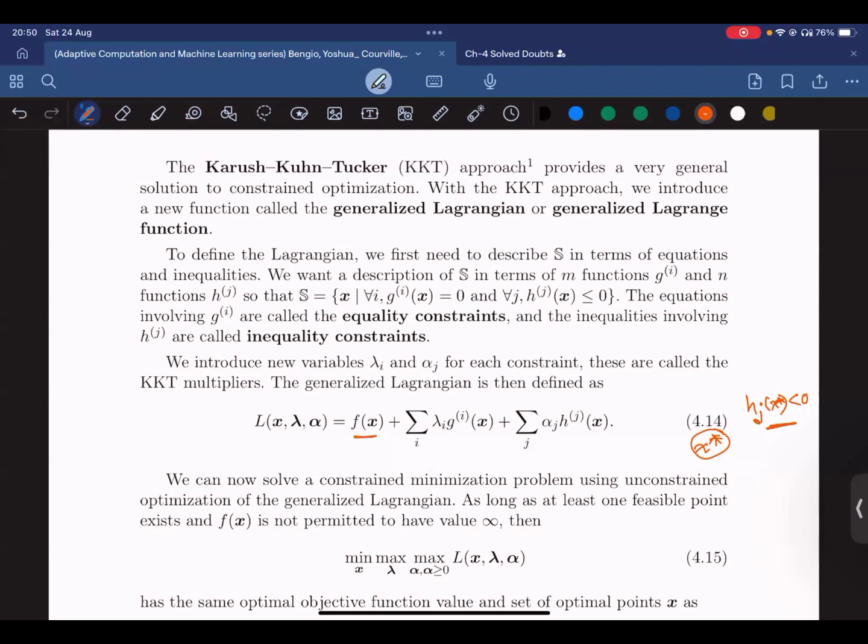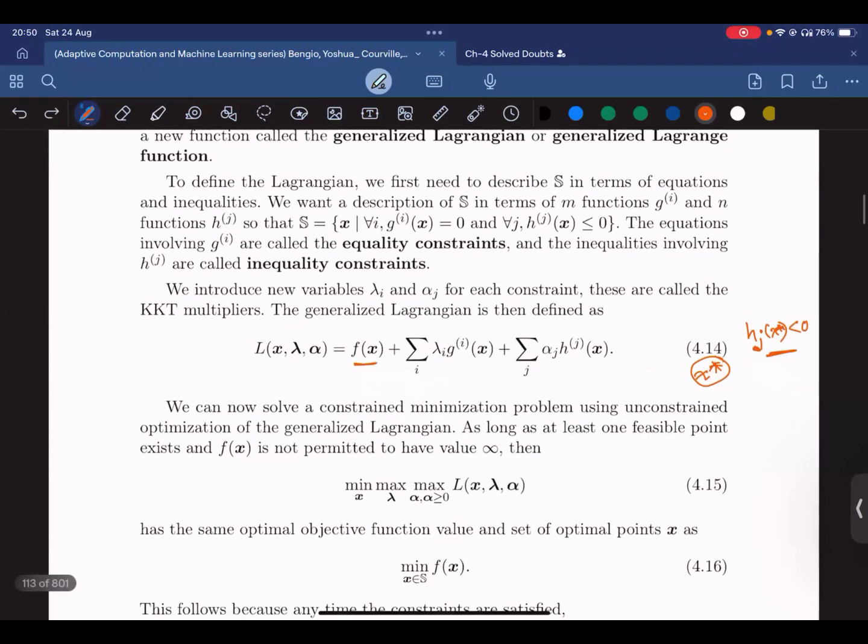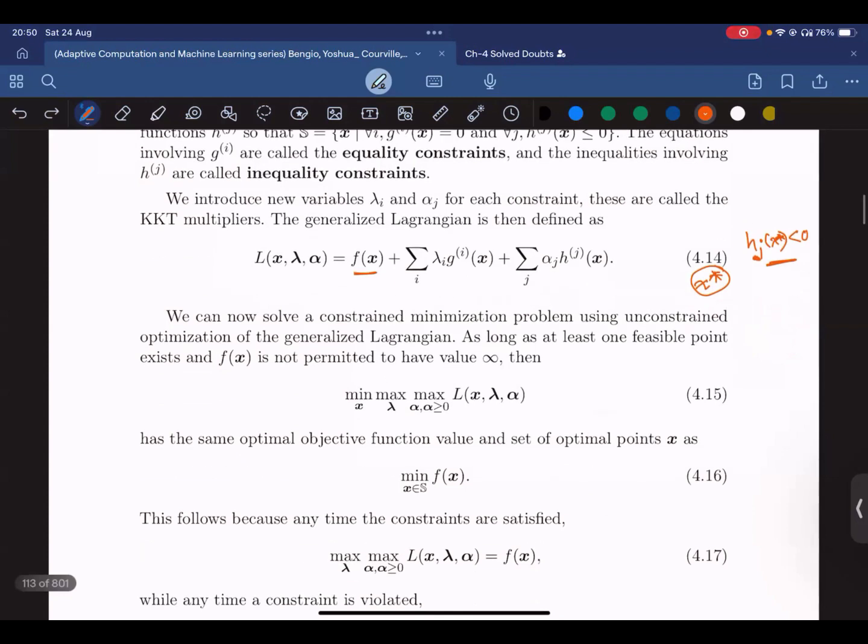This is simply because the jth inequality here has not contributed anything to this equation. Since it was less than 0, the maximum value it could have taken was 0.